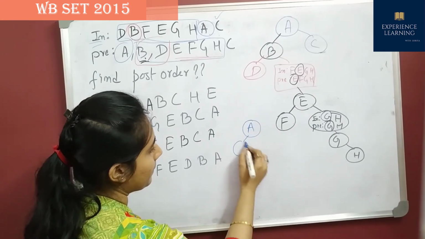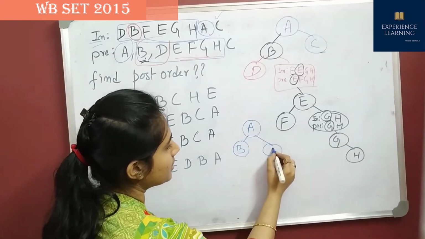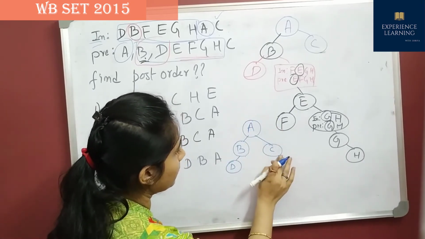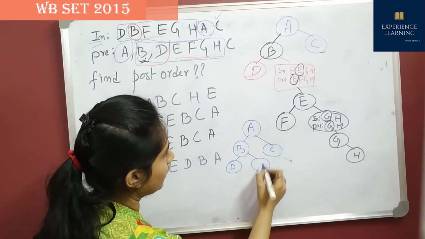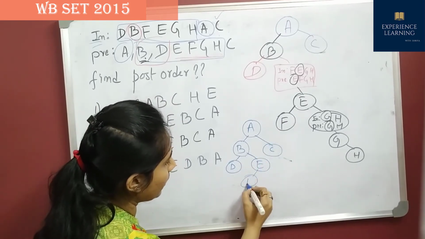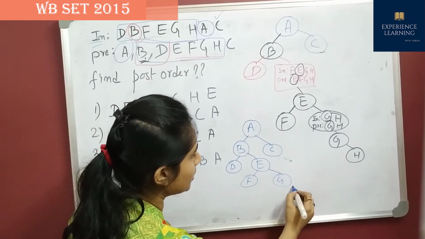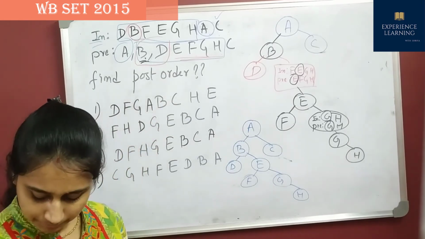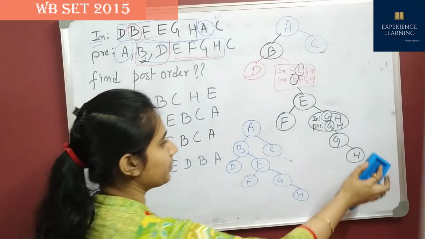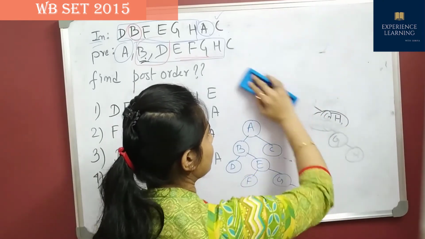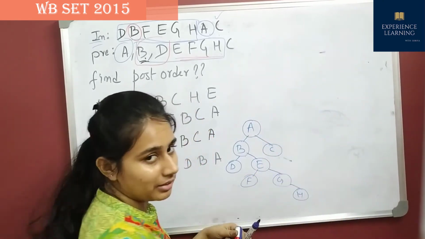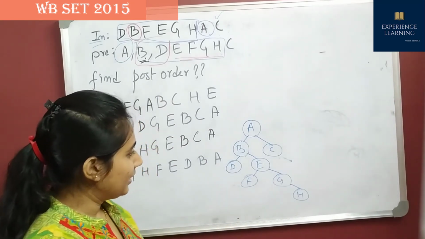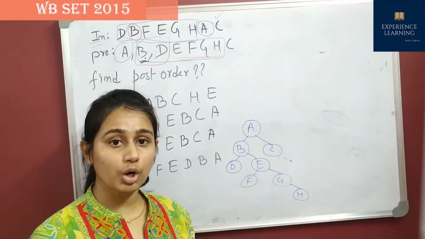A, B, C, D, E, F, G, H. Okay, fine. This is the resultant tree. Just to make you understand, I do this step by step so that you can understand it easily. Now we have to find the post-order traversal.